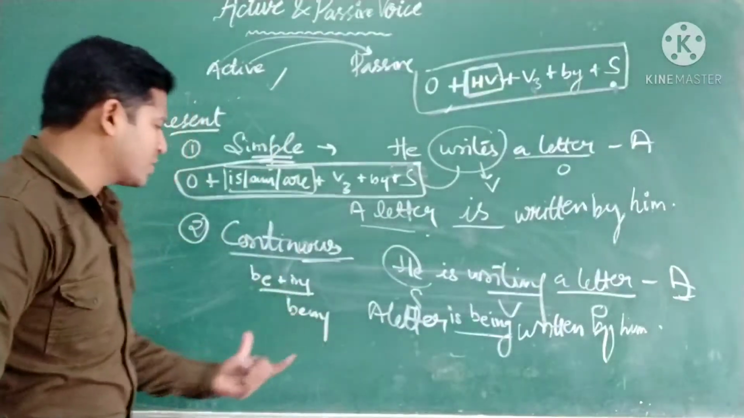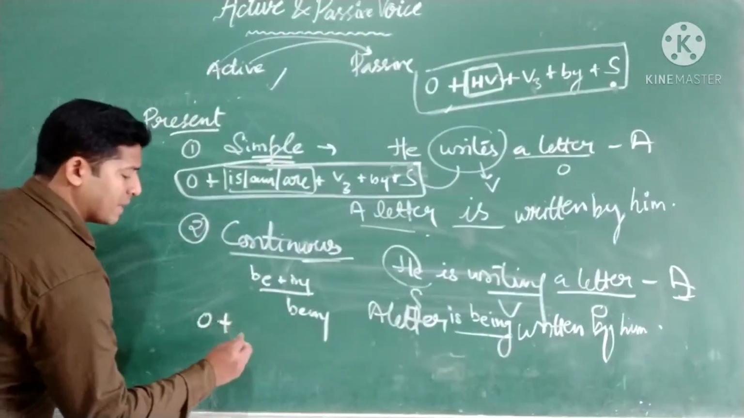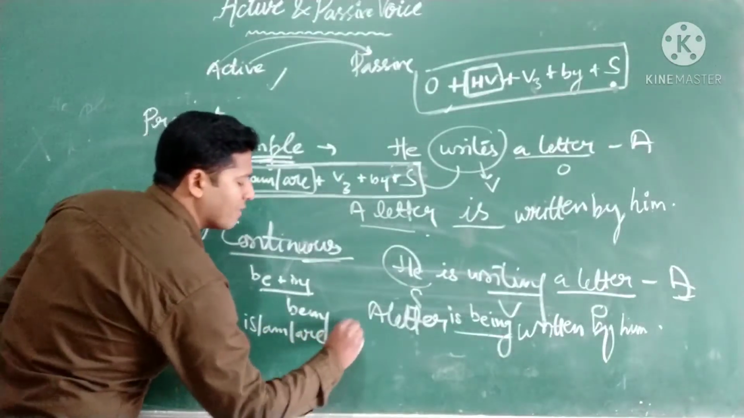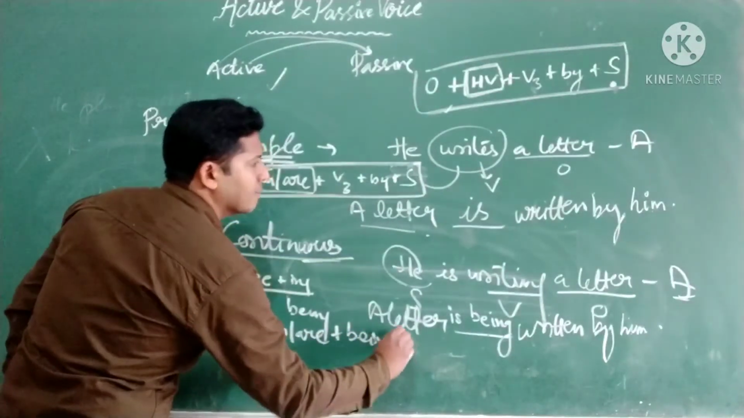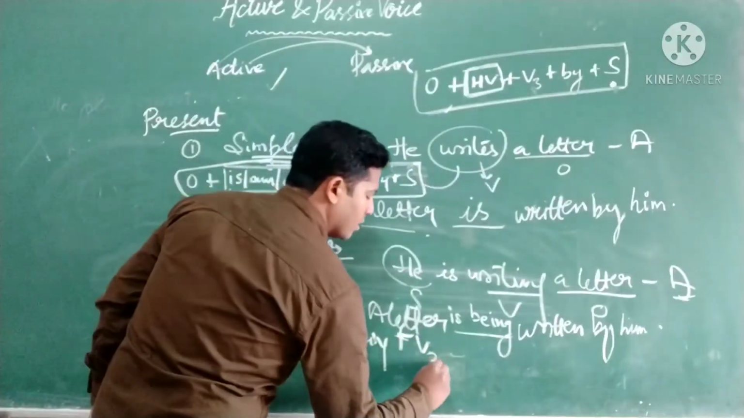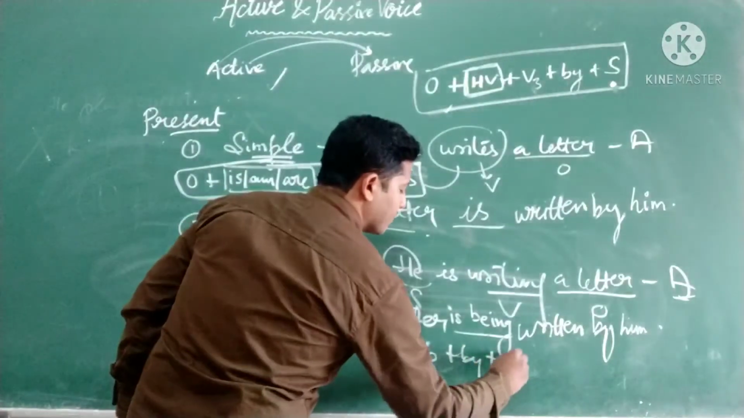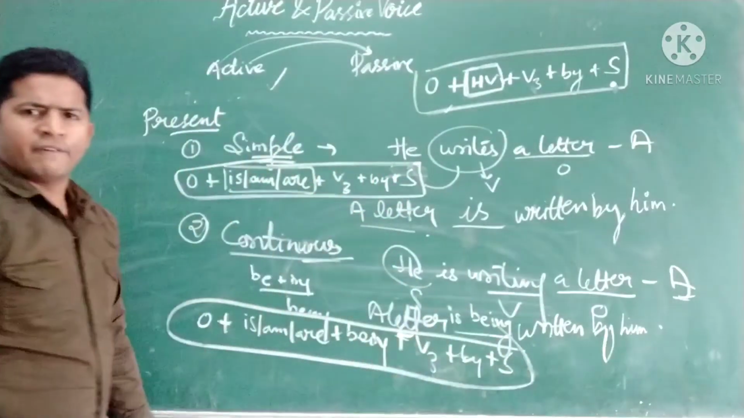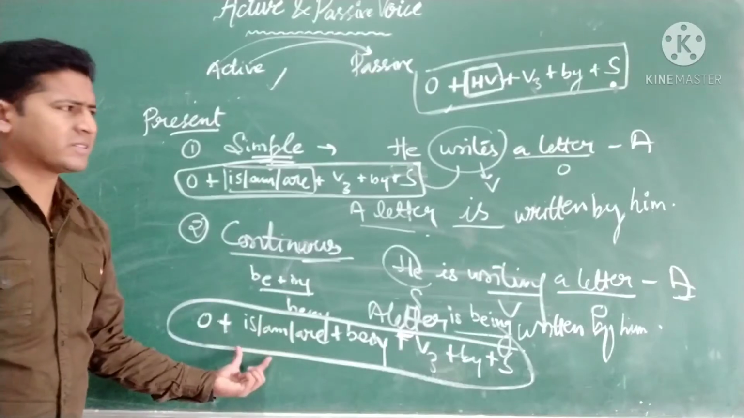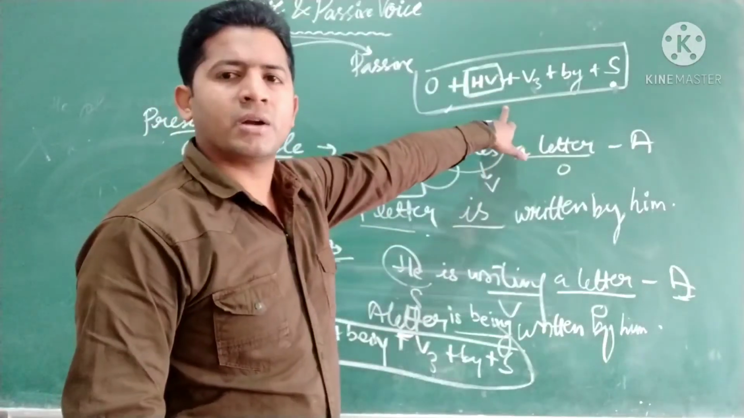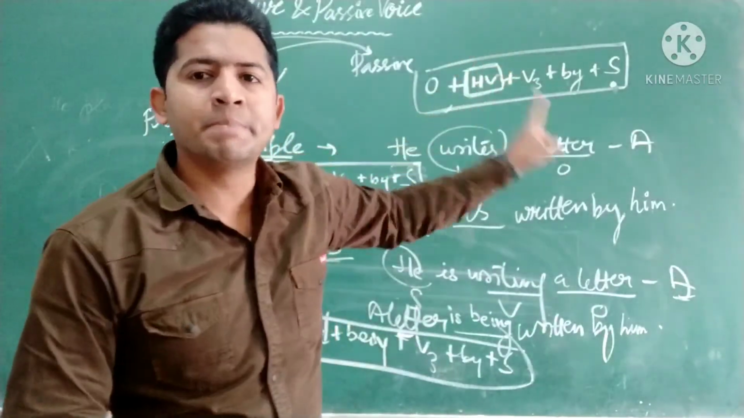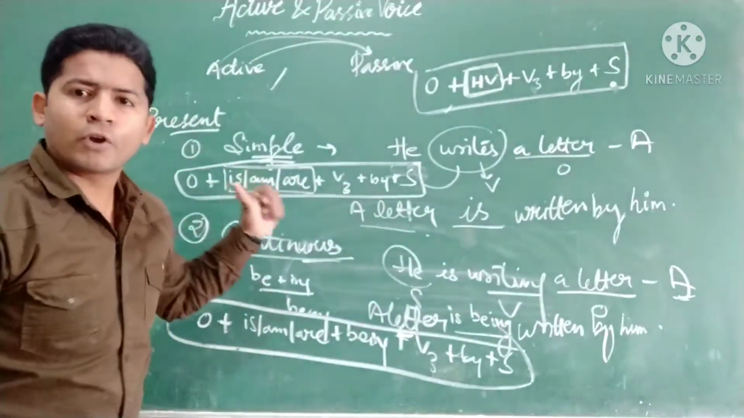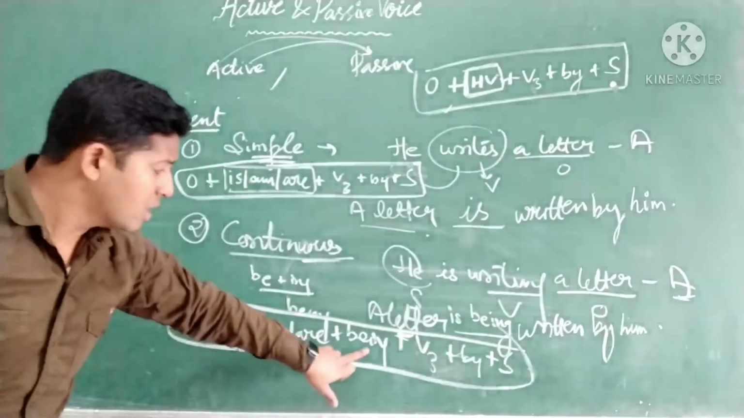So the sentence structure will become: object, which is in passive, plus is, am, are, plus you have added one more word, being, plus the rest of the part remains the same, plus something. This is the structure. Very simple. You don't need to remember this structure. Simply remember this structure, and do remember the helping verb. For simple present, the helping verb was is, am, are. For continuous, add being with is, am, are.